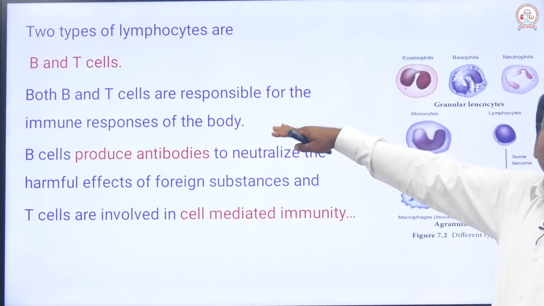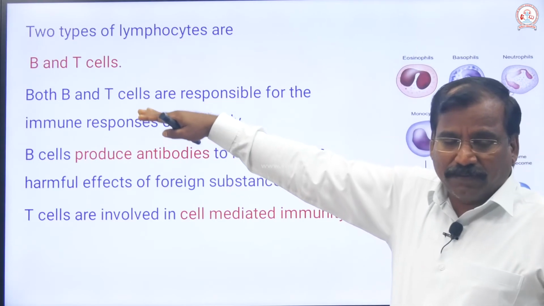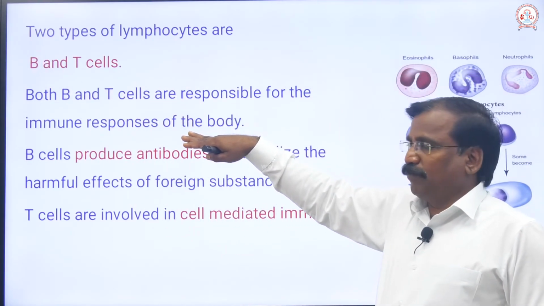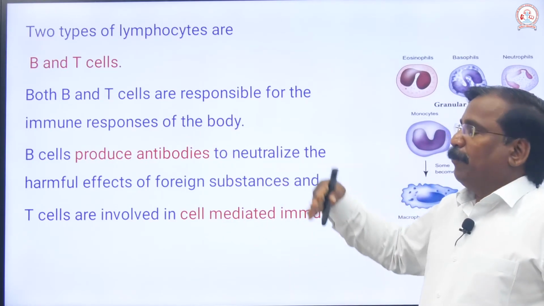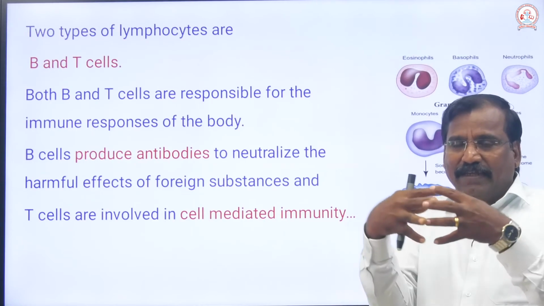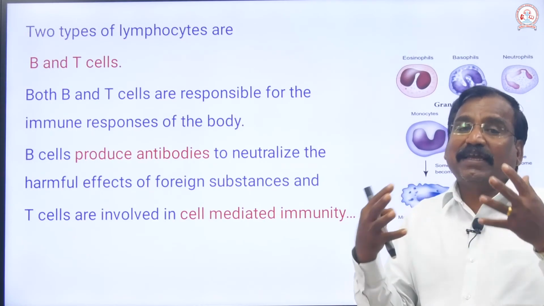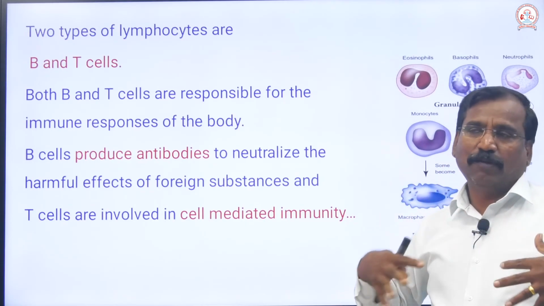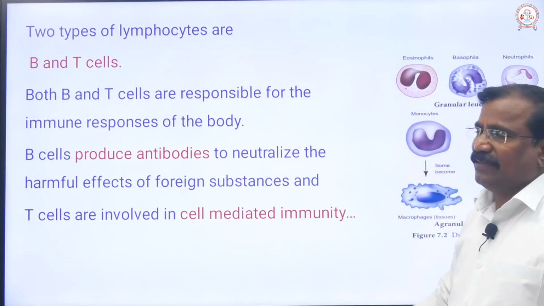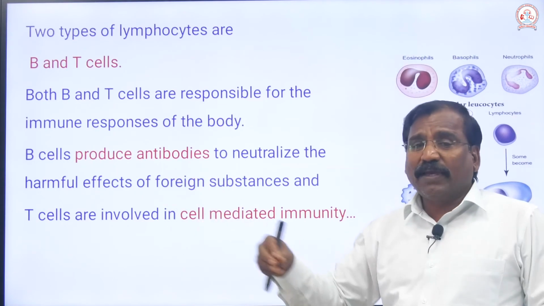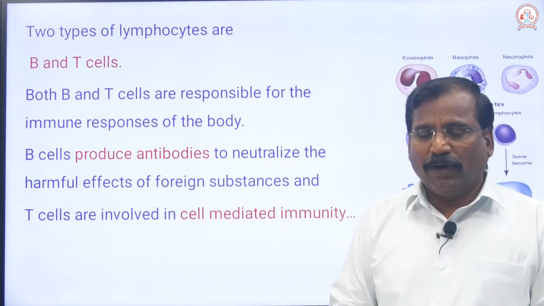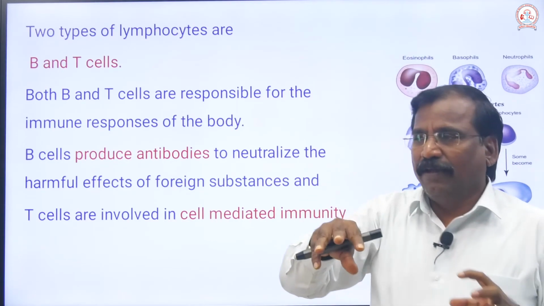Both B cells and T cells, the lymphocytes, are responsible for immunity. B cells produce antibodies, which deactivate and kill the antigen, thus we are prevented from diseases. B cells produce antibodies and T cells give cell mediated immunity. B cells produce a chemical substance, a protein, called antibodies. Those antibodies kill the pathogen.